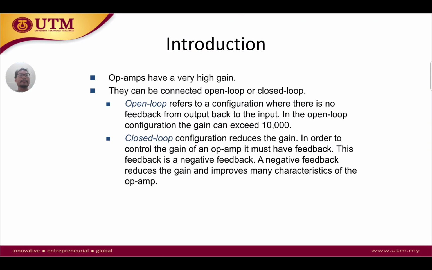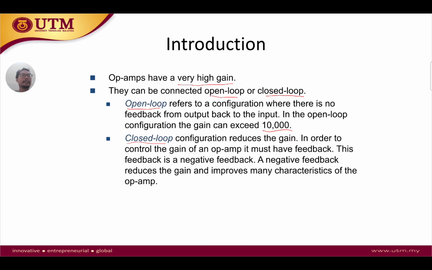So some characteristics here. Op-amps have a very high gain, ideally close to infinity if it's connected in an open loop fashion. So we can connect the op-amp either in open loop or closed loop. What does it mean by open loop? What does it mean by closed loop? An open loop refers to a configuration where there is no feedback from the output to the input. We use the op-amp as it is without any feedback, and the gain can exceed up to 10,000.